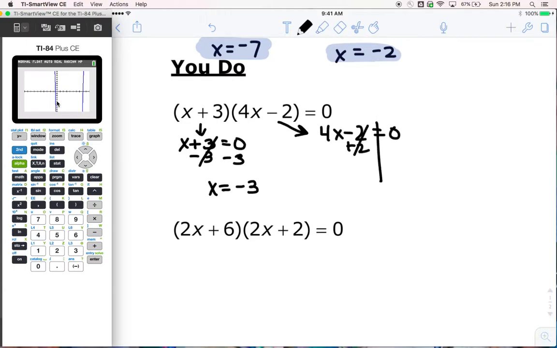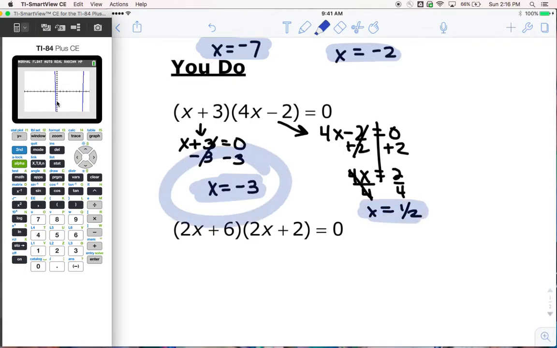I'm going to add 2 to both sides. I've got 4x equals 2. Divide by 4, and I've got x equals 1/2. Looks like if I use -3 for x or 1/2 for x, I'll get a 0. So this is where I would see the zeros if I were to graph it.